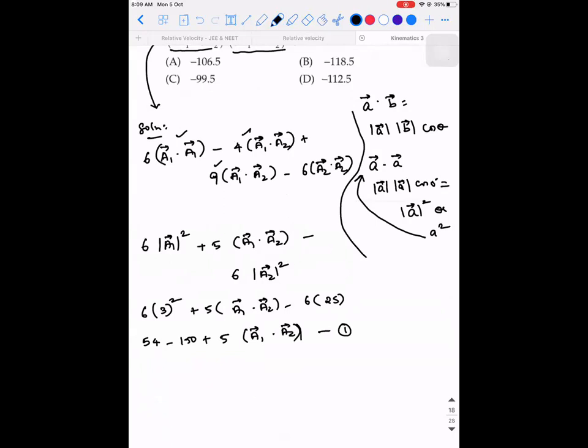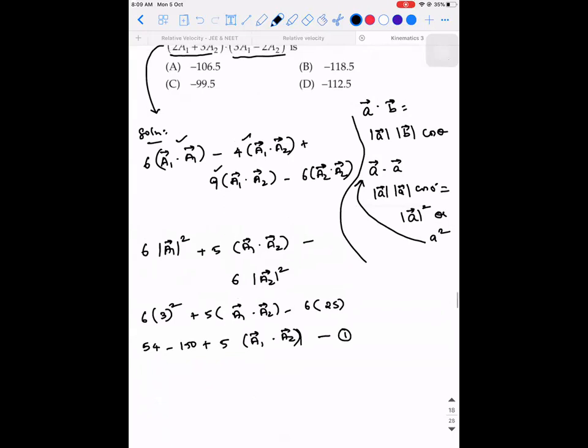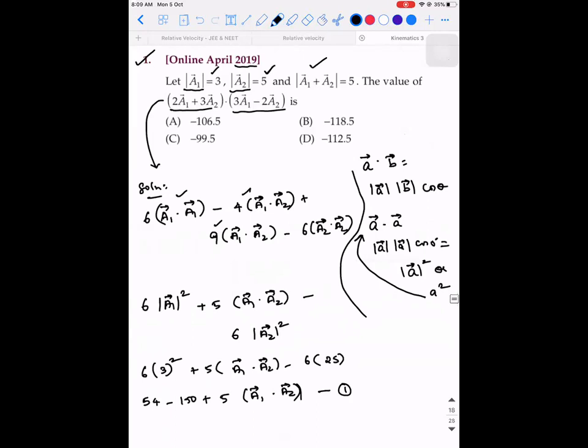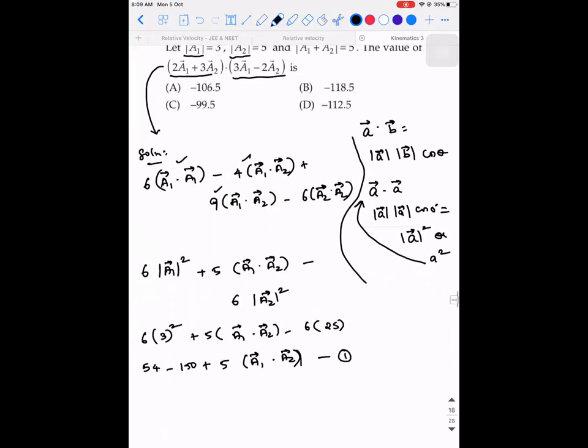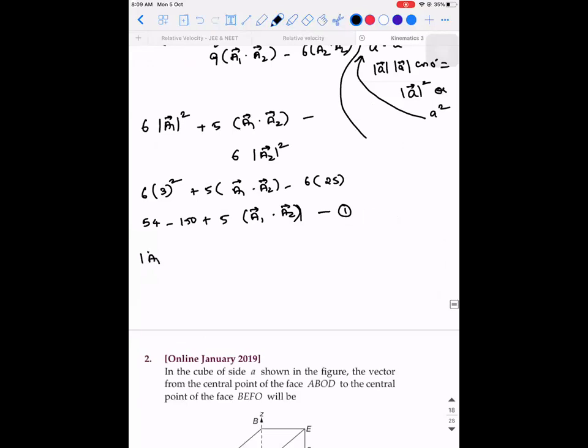Now see, why have they given us this information? Modulus of a1 vector plus a2 vector is equal to 5. So whenever you have a modulus, right?